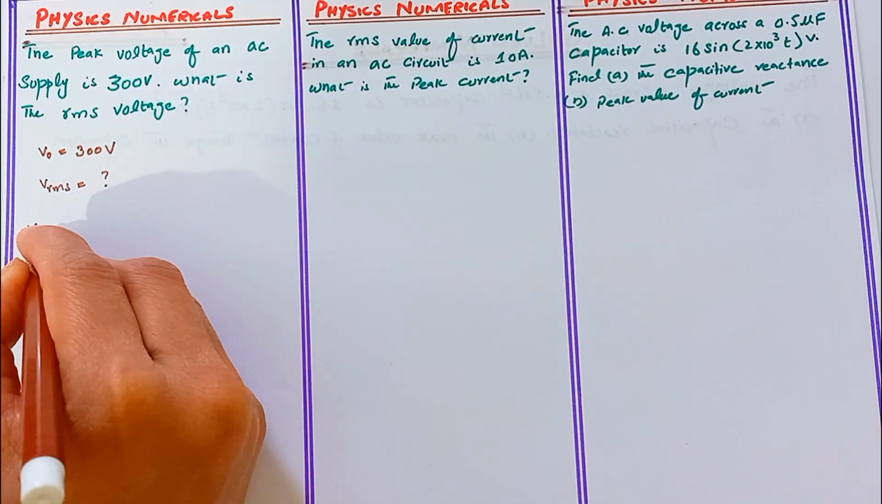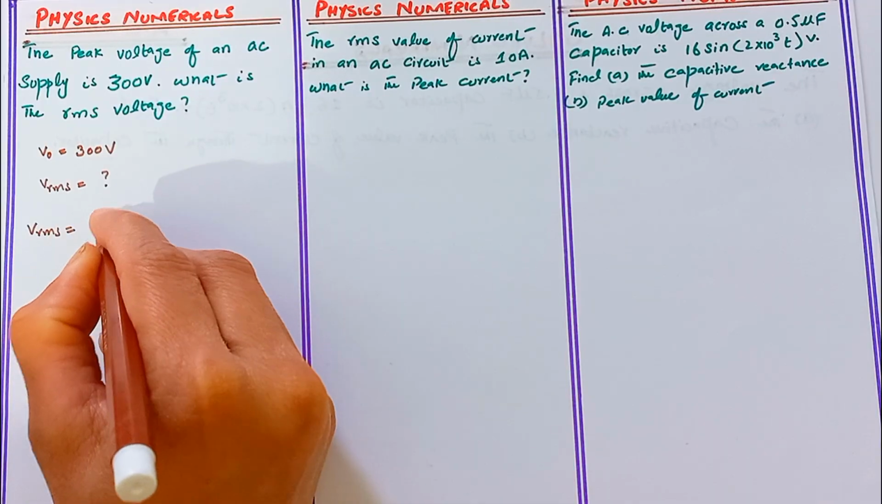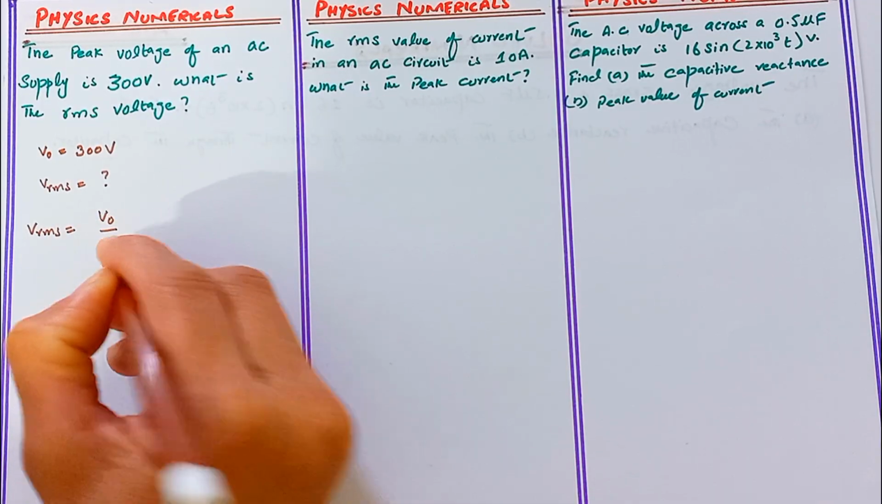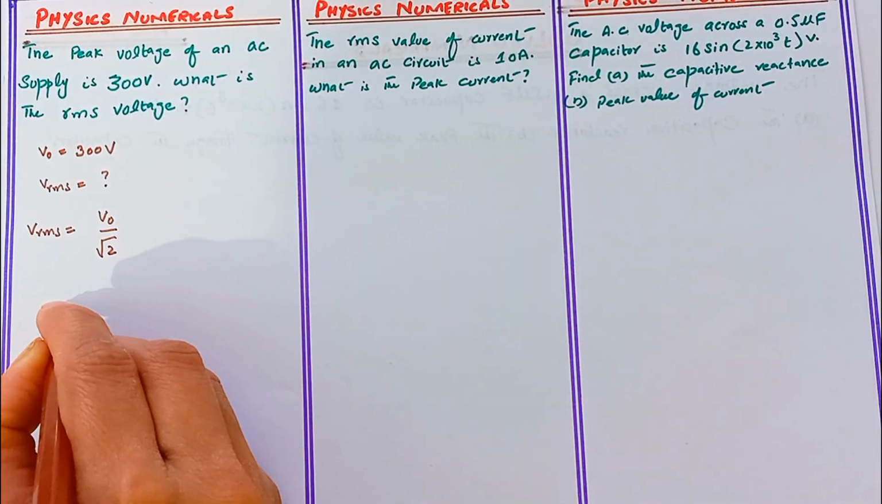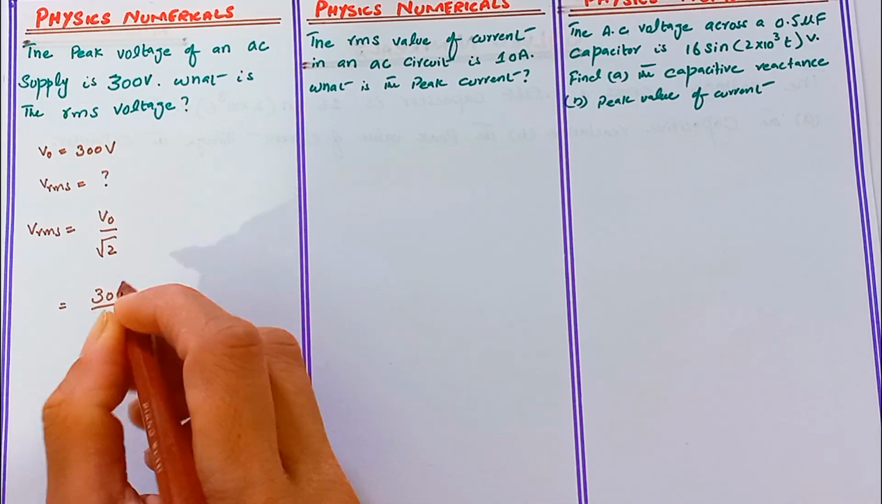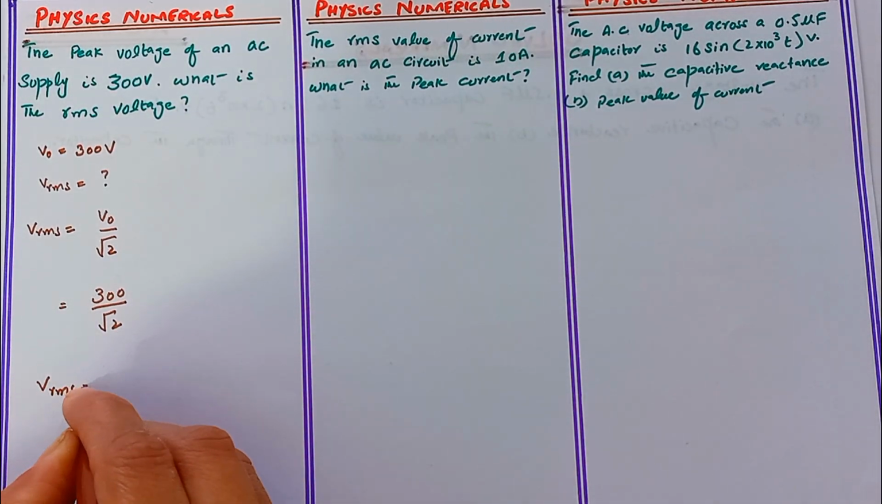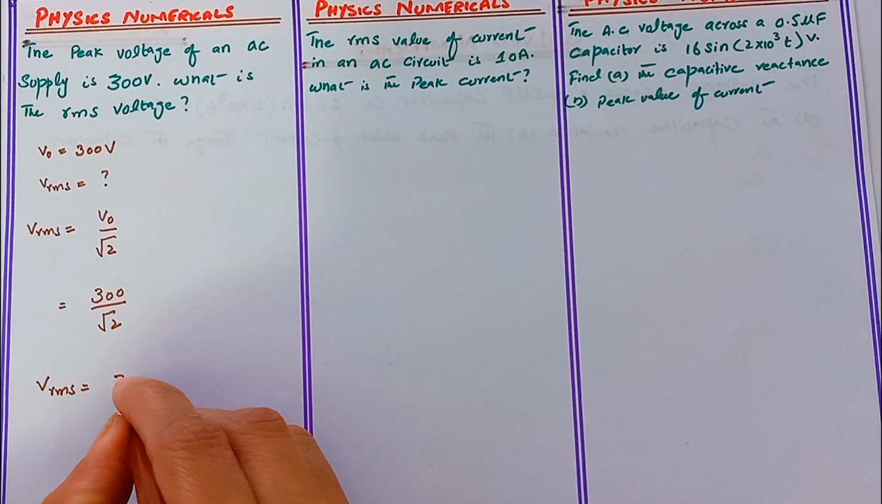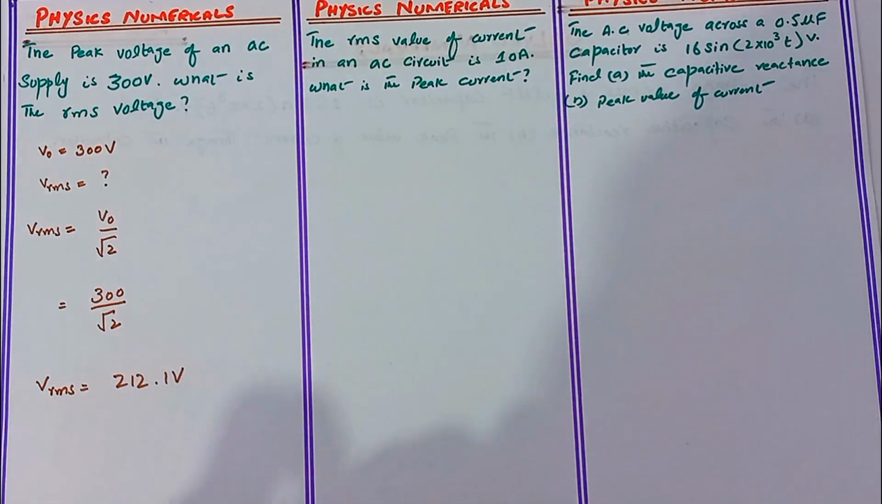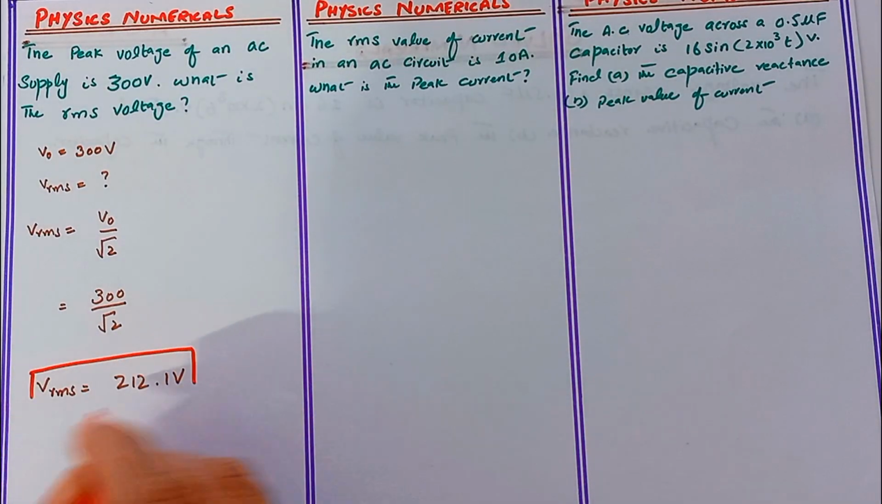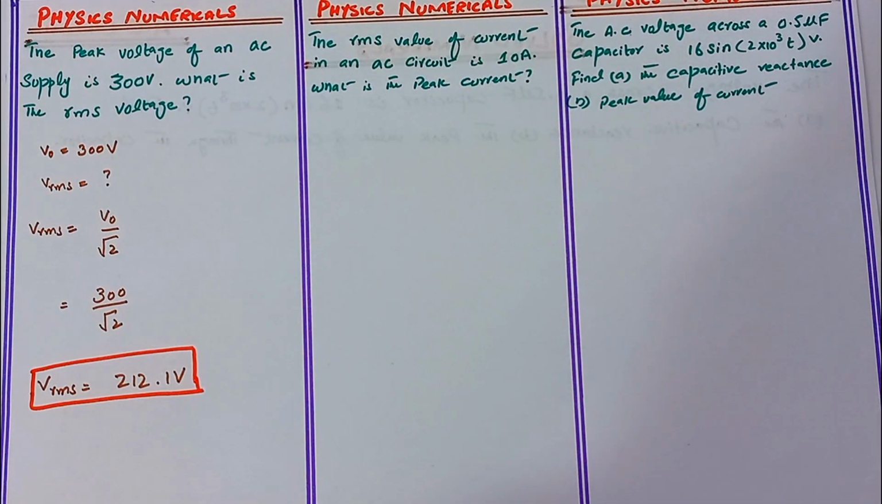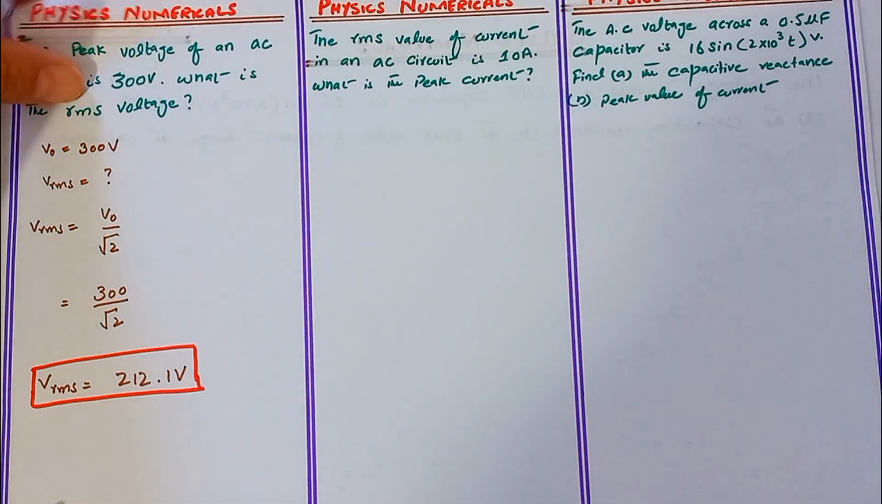We know the formula of root mean square voltage is equal to V naught over under root 2. Here V naught is given as 300, so 300 over under root 2. So we get the answer: the root mean square voltage is 212.1 volt. That is the root mean square voltage found from the given data. Okay, now move to the next numerical.